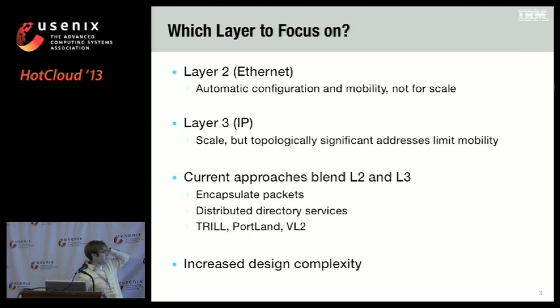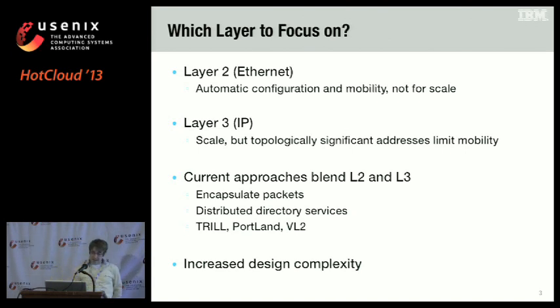On the other hand, you have layer 3, like IP, and here you have scale. This was designed to internetwork between lots of smaller networks, but typically you have topologically significant addresses. The IP addresses encode your location somehow, and this typically limits mobility.